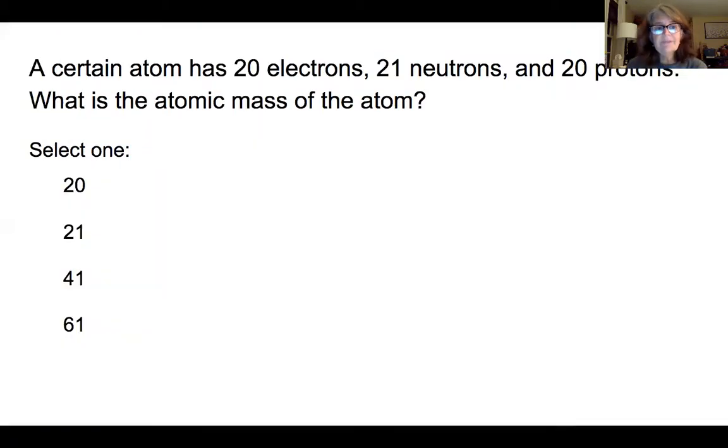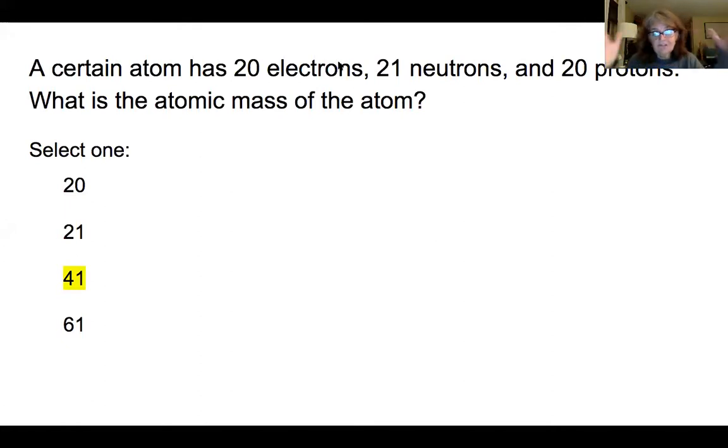Next question. A certain atom has 20 electrons, 21 neutrons, 20 protons. What is the atomic mass? Well, the atomic mass is the mass of that nucleus. What's in that nucleus? 21 neutrons and 20 protons. So the answer is 41.